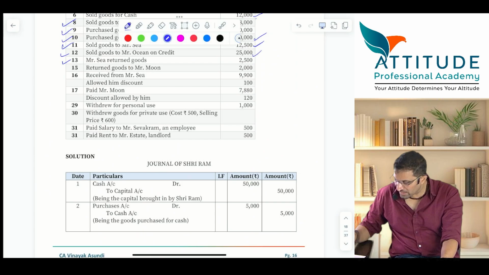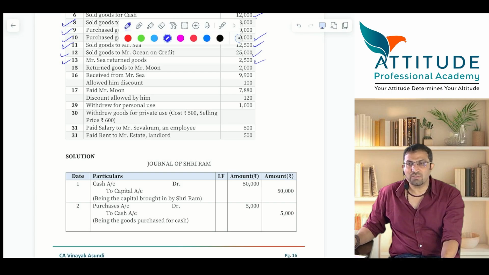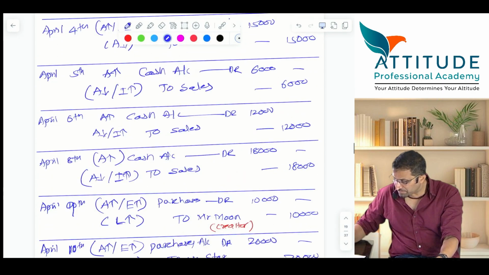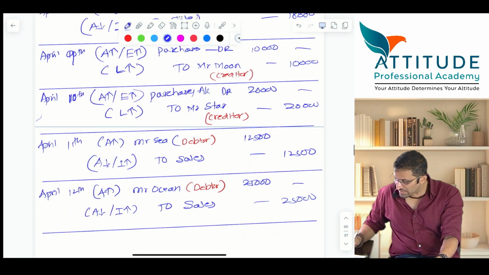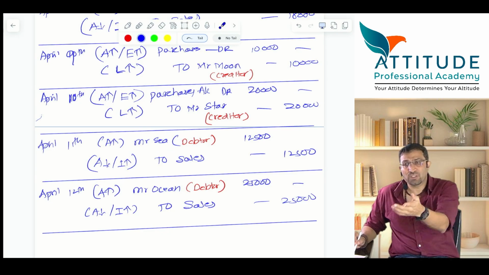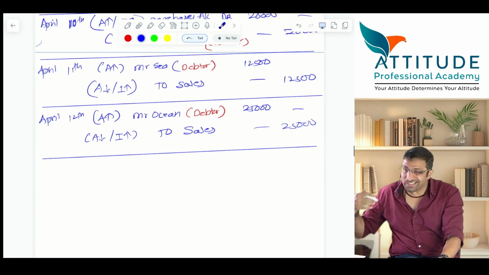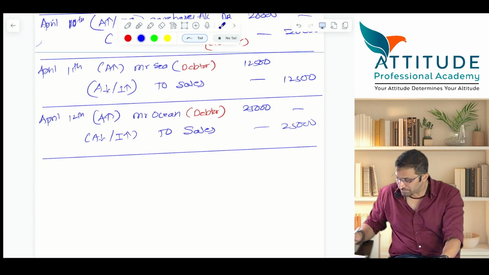April 13th. Now this is interesting. Mr. C returned goods worth rupees 2,500. C is returning the goods to you. But who is Mr. C? We'll have to see. Mr. C is a debtor. Yes or no? Means you have to receive cash from him. Correct? Now he is returning goods to you. Tell me the entry.